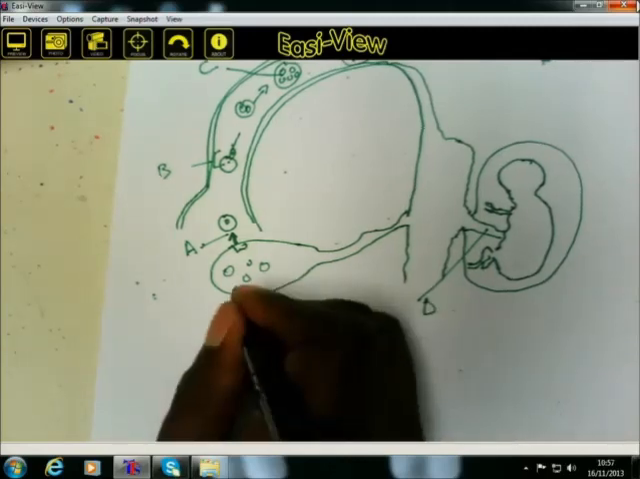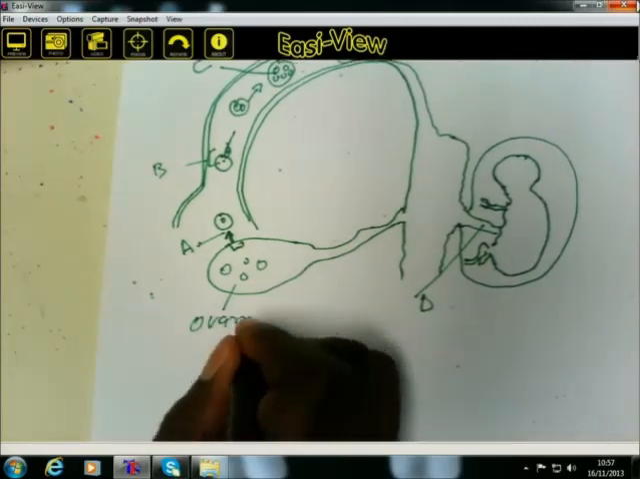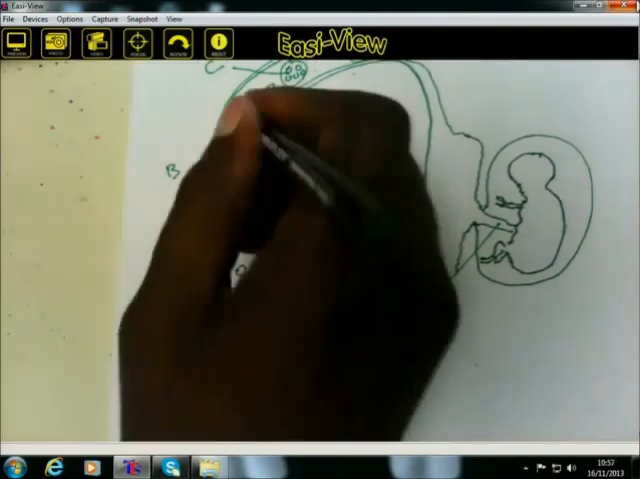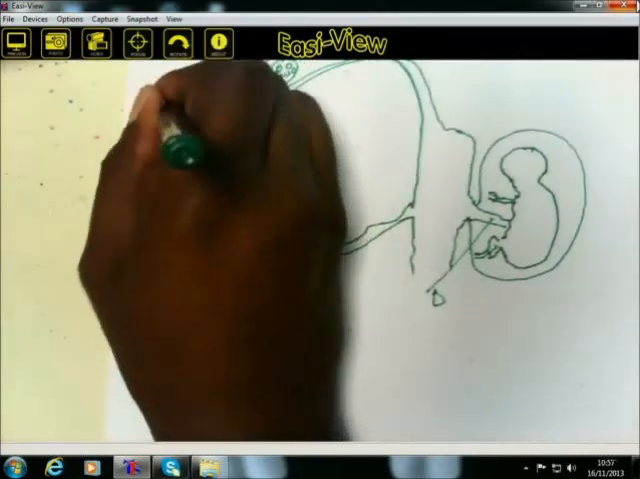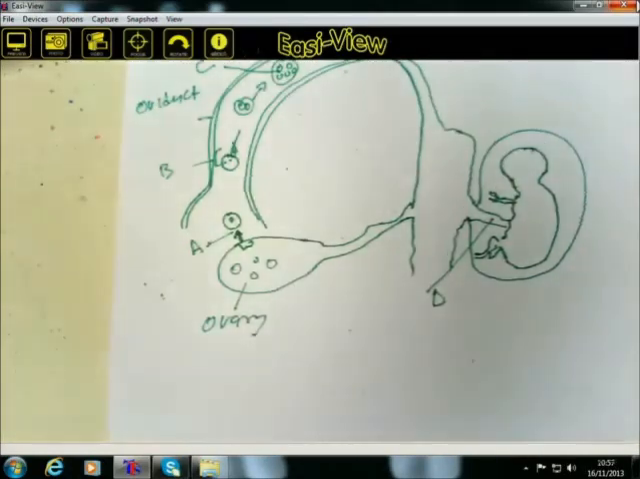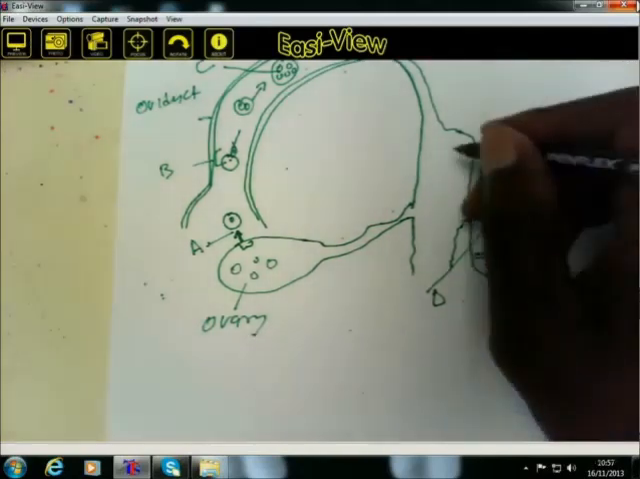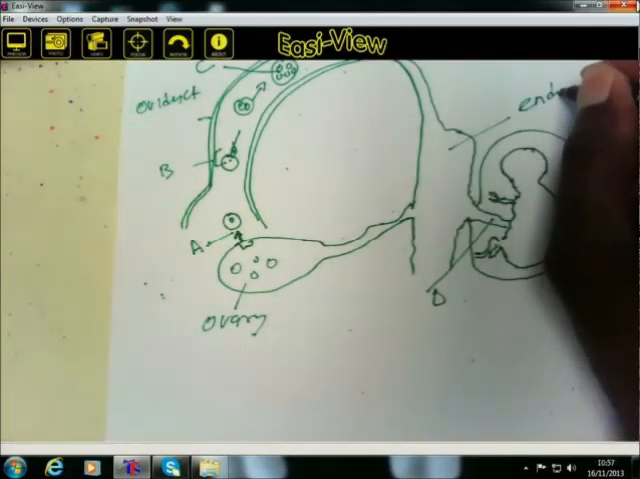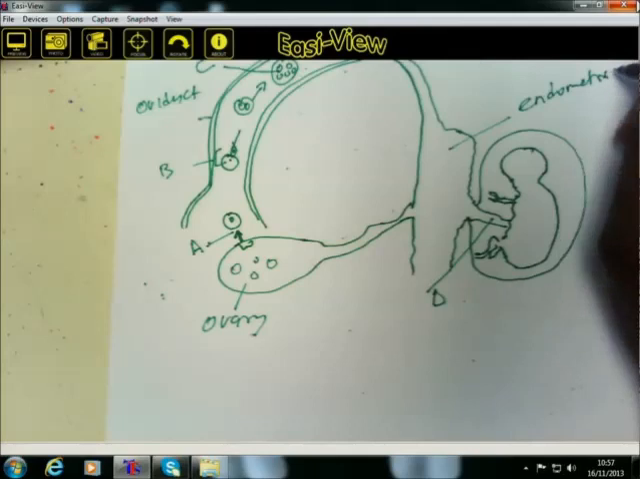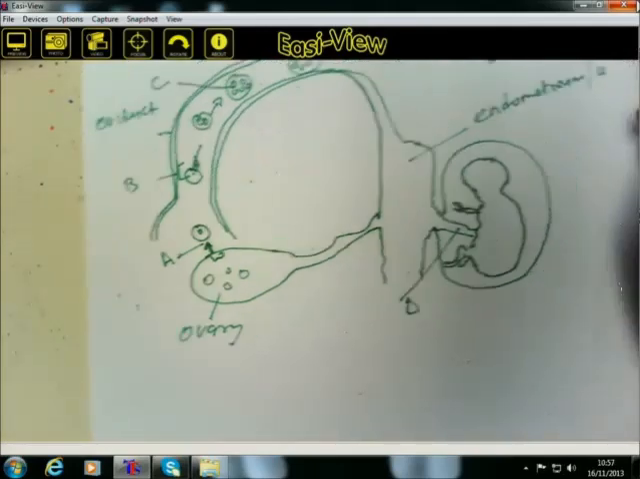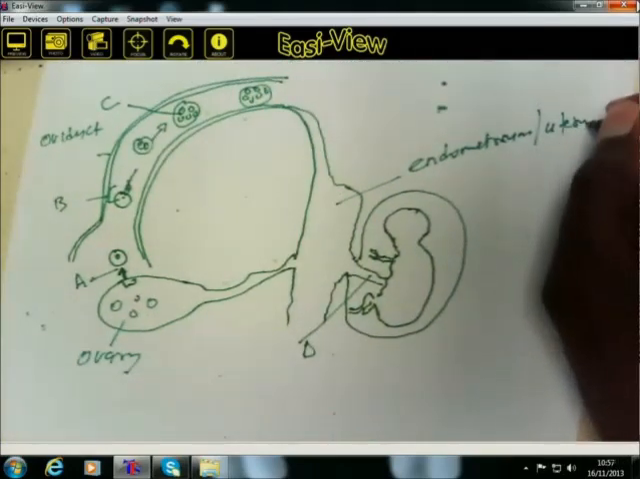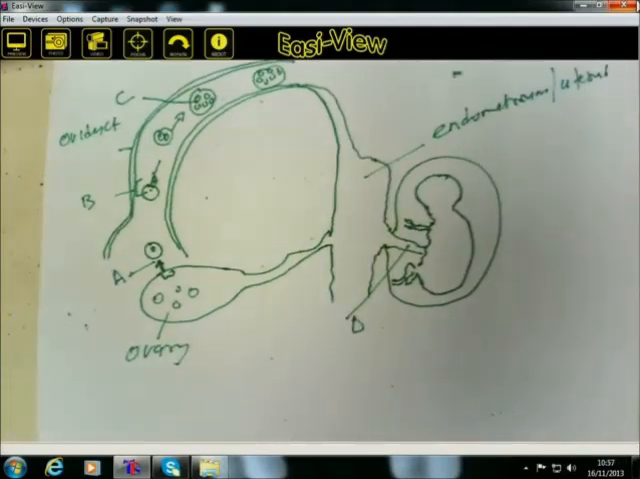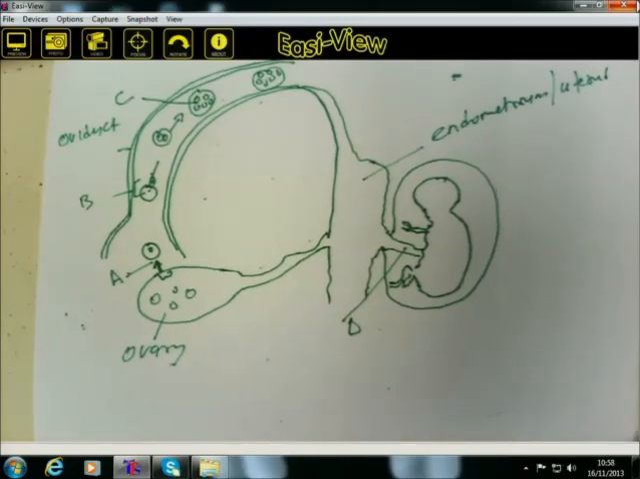We know that the structure here is the ovary, where the egg cell is produced. This structure is the oviduct, where the fertilization takes place. This one is called the endometrium, or you can say the uterus where implantation takes place. Now, these are the main important parts in the female reproductive system here. Now, let us look at this diagram.